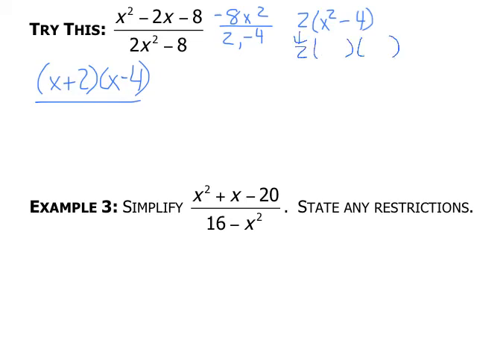The two things I would have to multiply to get x squared would be x and x. The two things I would have to multiply to get negative 4 are plus 2 and minus 2. So now that's completely factored, and I can go ahead and put that in over here. So I have 2, x plus 2, and x minus 2.